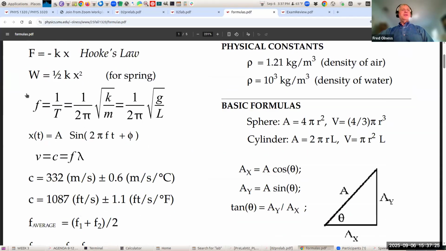And what we're using here is this information right here. So the speed of sound in meters per second is 332 plus or minus 0.6 meters per second per degree Celsius. And then the same thing in the British system. So let's go back to that exercise. I will post this on Canvas so you have it.